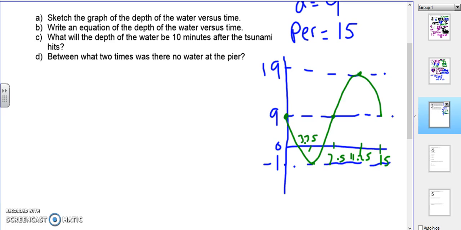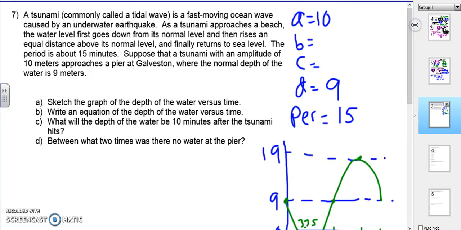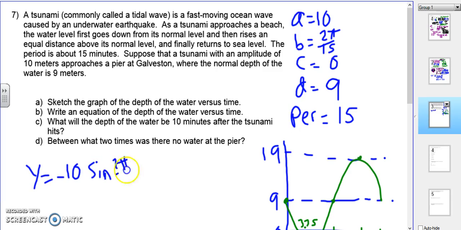Now to write the equation, I need to find my other information. So it looks like C is at 0. My sine graph, this is the sine graph, starts at 0. And remember, word problems are in radians. The period is 15. So 2 pi over 15. All right, so what's my equation? Y equals, this is a negative sine graph, so -10 sine 2 pi over 15 x plus 9.